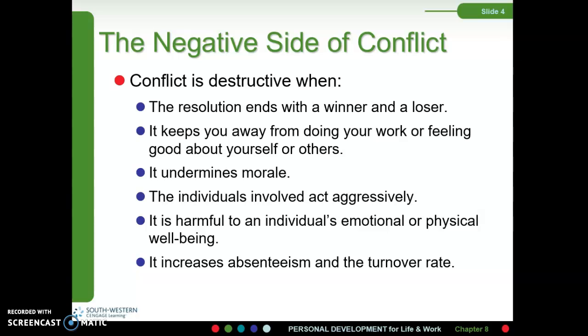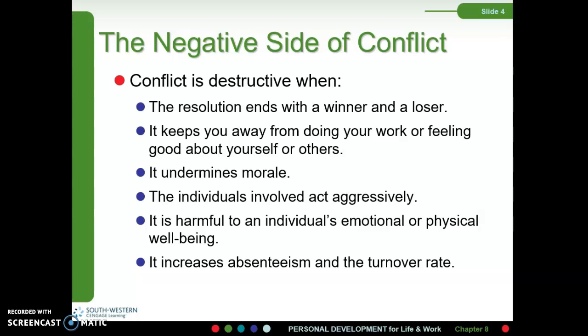The next one is it keeps you away from doing your work or feeling good about yourself or others. This is very destructive because now this is affecting your self-efficacy and your self-esteem. You want to make sure that you recognize those characteristics.